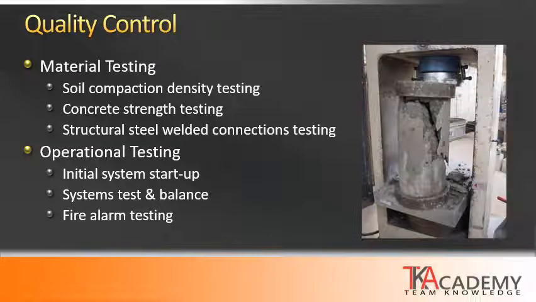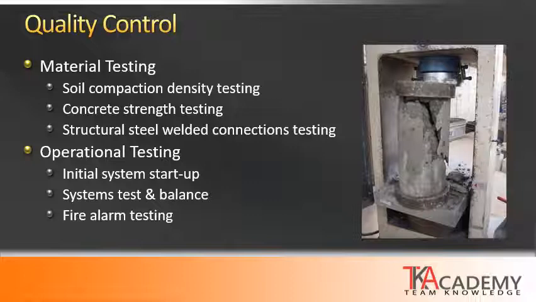Obviously, when one takes on something as complex and as expensive as a construction project, one is very concerned regarding the quality control. Designers of record will put requirements in the specifications for testing to ensure that the quality control is being met. These can generally fall into two categories of material testing and operational testing.